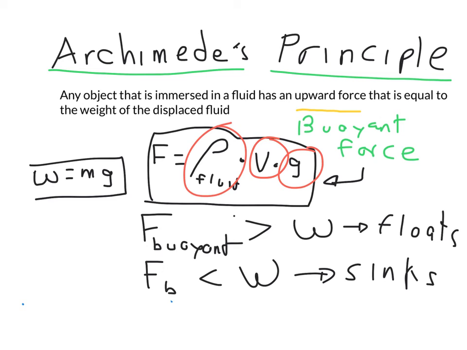That means that if the density of an object that is entirely immersed in a liquid is lower than the density of the liquid, of the fluid, then the object will float. But if the density of the object is higher than the density of the fluid, then that object will sink. That's something that we should know.